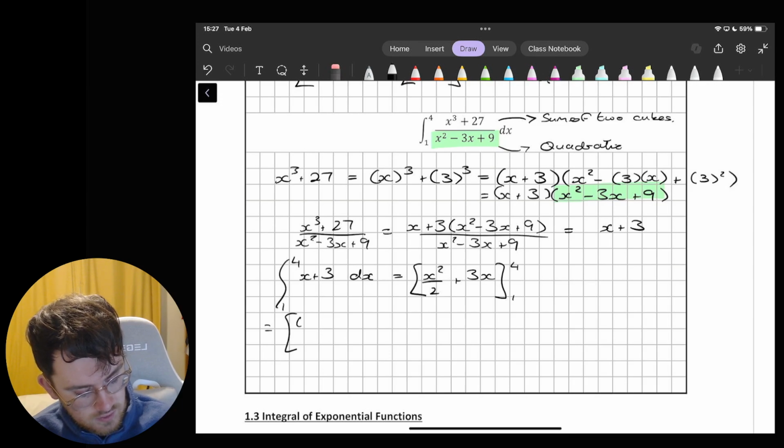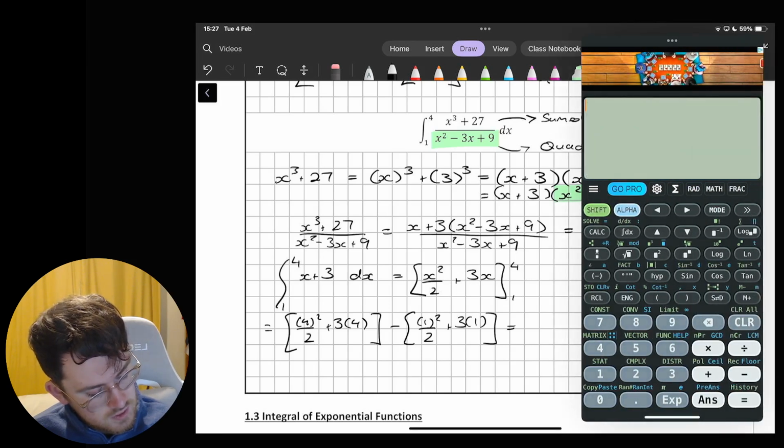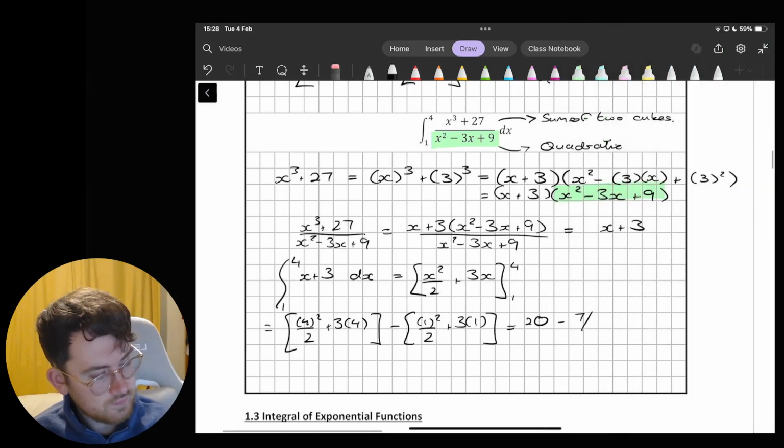So starting off here, 4 squared over 2 plus 3 times 4, minus 1 squared over 2 plus 3 times 1. And that's going to give me an answer of what? Now we probably could do some of these calculations without the calculator, but we'll just stick with it for the moment. So 20, and changing these 4's then to 1's, 7 over 2. Which is 33 over 2.